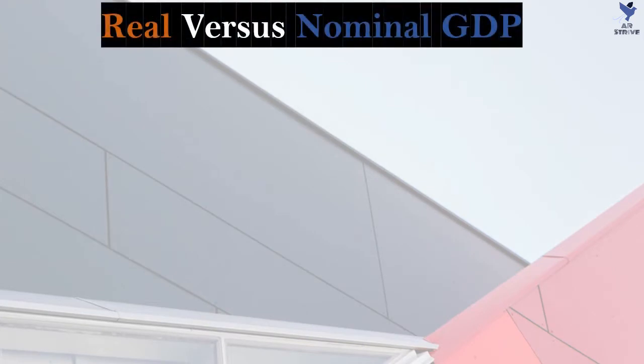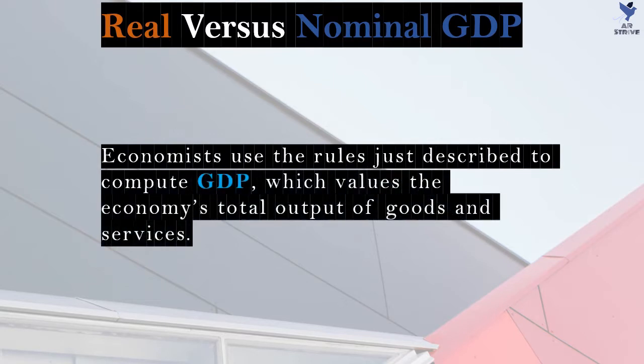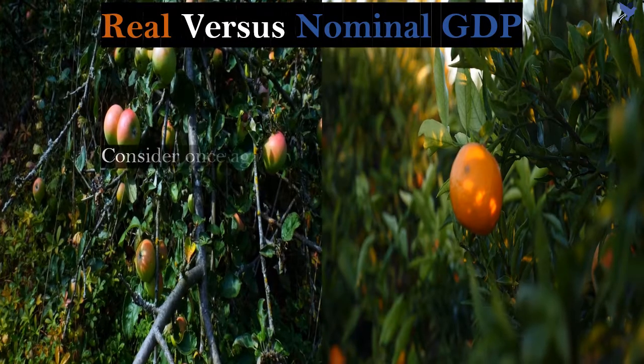Today we're going to talk about real versus nominal GDP. Economists use the rules that we described in the previous lecture, which values the economy's total output of goods and services. But is GDP a good measure of economic well-being?